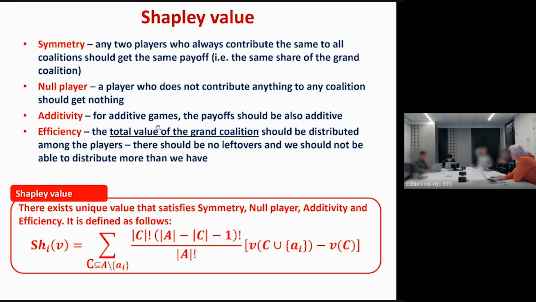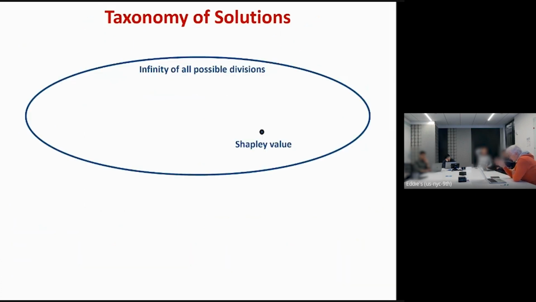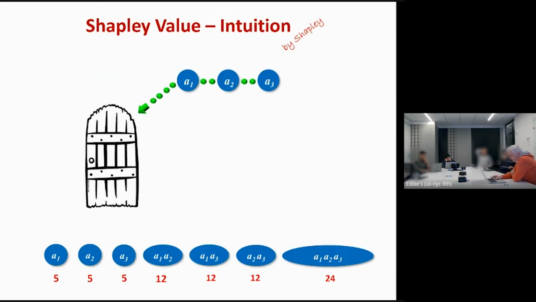If you have these seemingly natural axioms, then there is just a single way you can define the split function, and this is exactly the Shapley value. So it's quite a natural concept in game theory. But there are many different possible divisions. I don't want to go into this at this moment.